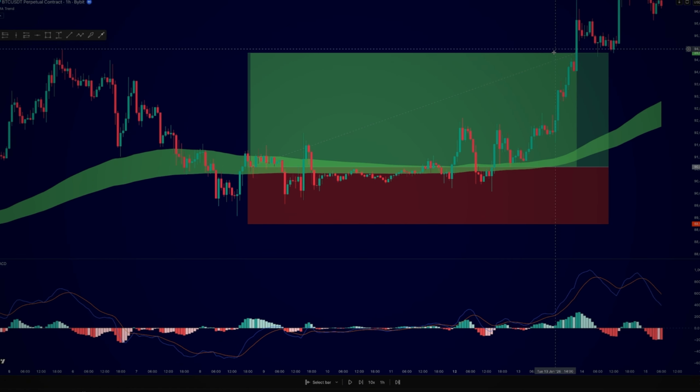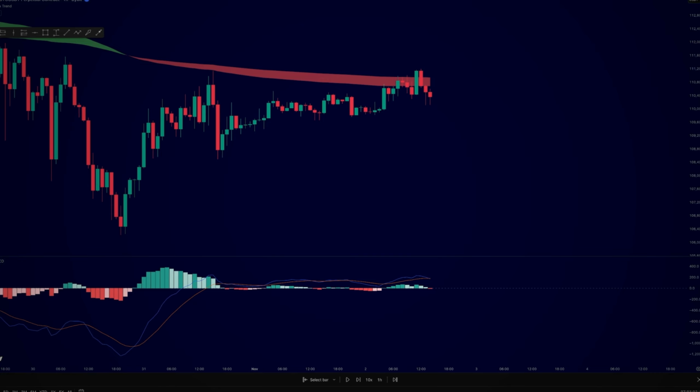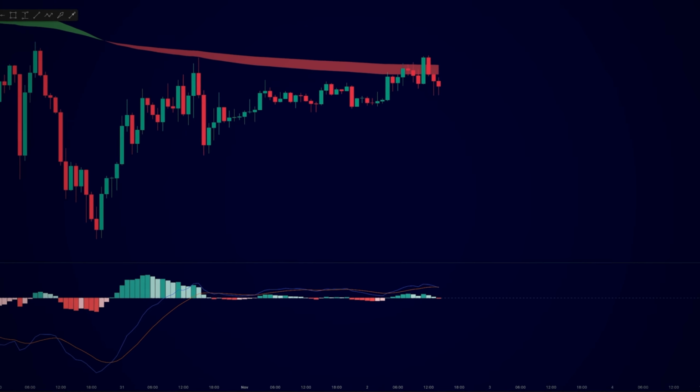The price reaches the target without any major pullbacks. The trade closed in profit. The logic works the same way for short positions. Let's break down a short trade step by step.